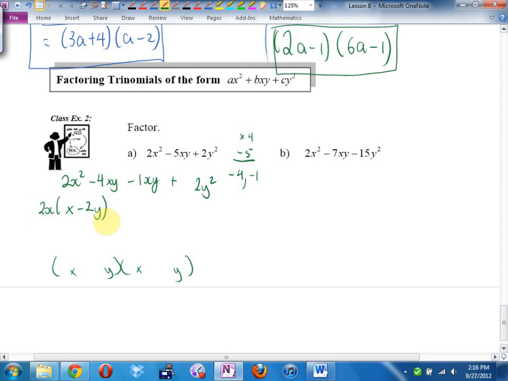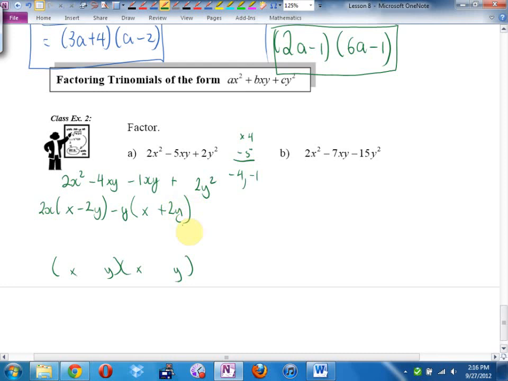GCF out of the last two. I think a -y, yeah? There is a y in both of the second two terms, yes? And I was going to just pull it out, and then I said, oh no, the signs don't match now. I better pull out a -y, because then I'll get a positive x and a positive 2y.